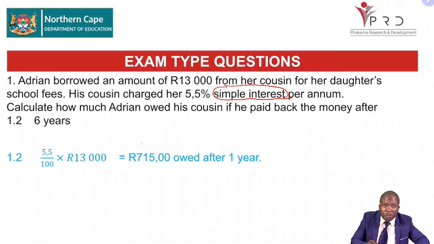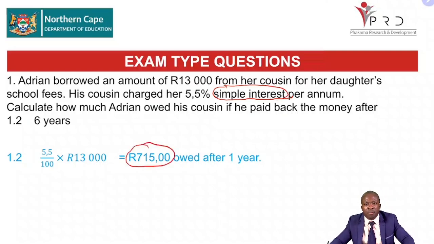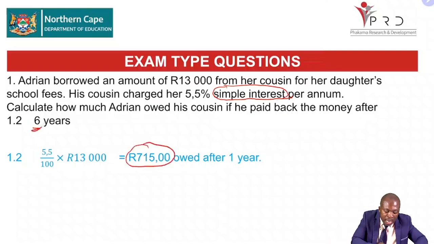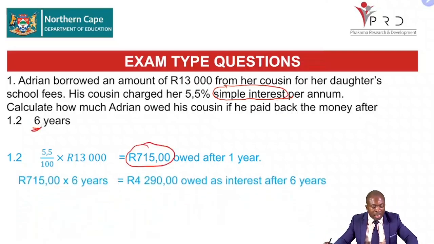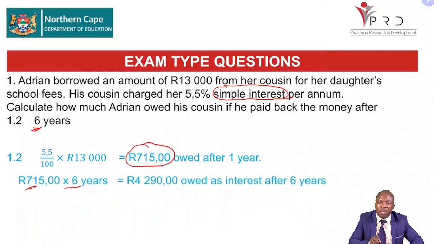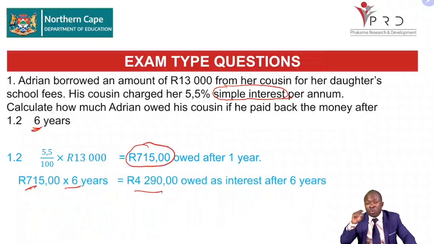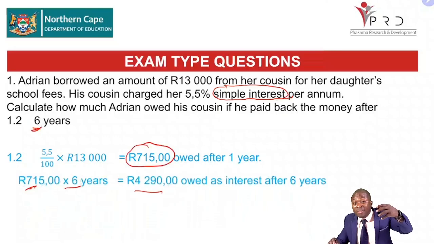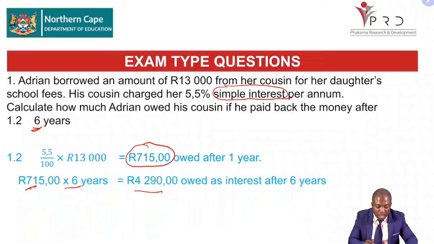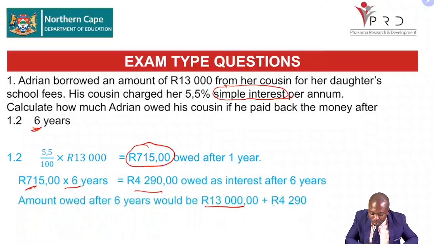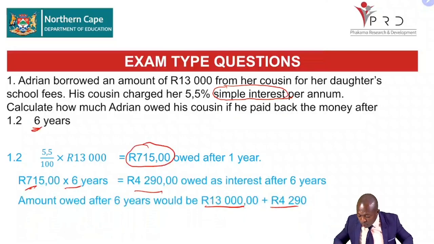So remember, in our previous calculation, our interest that Adrian is owing is 715 rand. So what should we do with the 715? Good. We are going to multiply it by 6. So look at what I have done. 715 times 6, then we write the amount. So we want to know after 6 years, how much will Adrian owe? What should we do? Yes, that learner there, the one who is in front, that girl. Oh, yeah. So it's going to be that 13,000 plus 4,290. Press with me. Let's go.